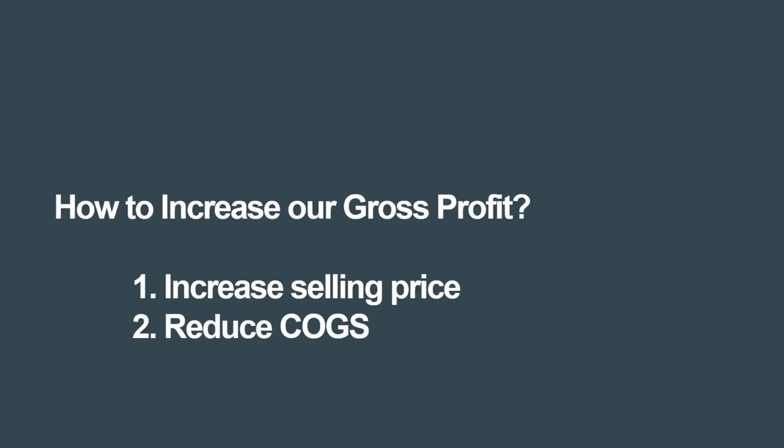So, if we want to increase our gross profit and as such also increase our gross profit margin, we typically have two key ways to do this. Either we increase the price of our goods with the hopes that our higher selling price doesn't deter our customers, or we reduce our cost of goods sold, which may mean we acquire materials from another supplier.